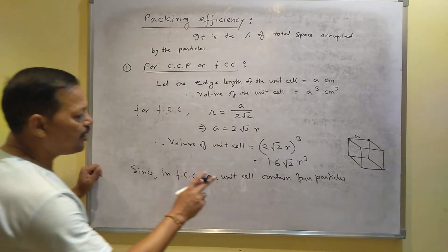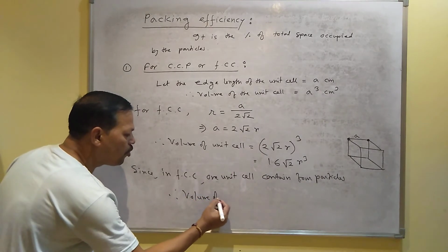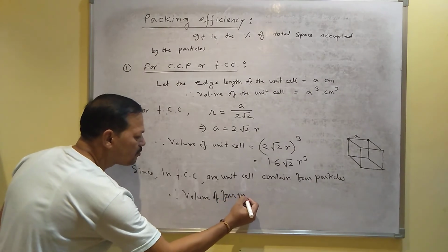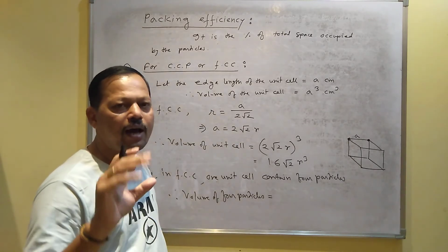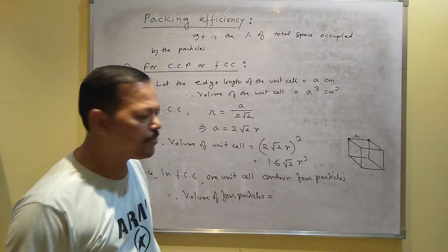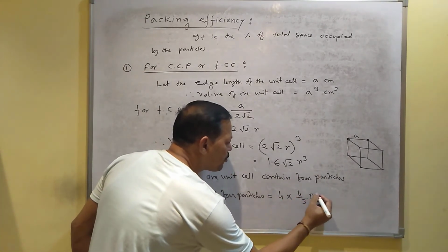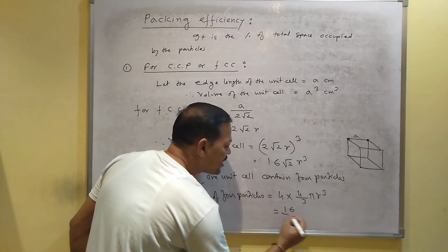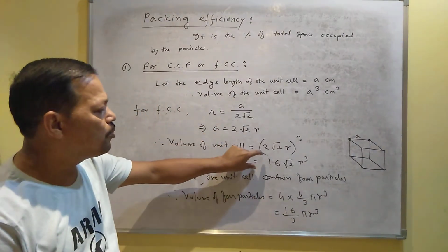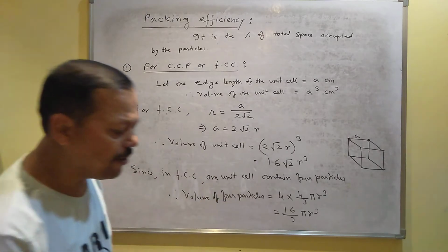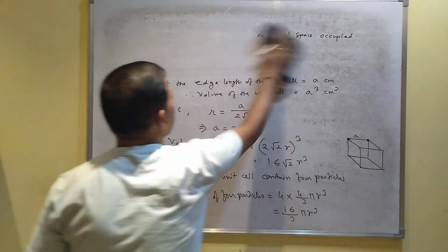Since FCC contains 4 particles, therefore the volume of 4 particles is equal to, as you know particles are spherical, and what is the formula to determine the volume of a sphere? 4 by 3 pi r cubed. Since there are 4 particles, so 4 into 4 by 3 pi r cubed. Ultimately you can write 16 by 3 pi r cubed. This is the volume of the particles. So you have determined the volume of the unit cell, you have determined the volume of the particles. So now you can determine the packing efficiency for CCP.